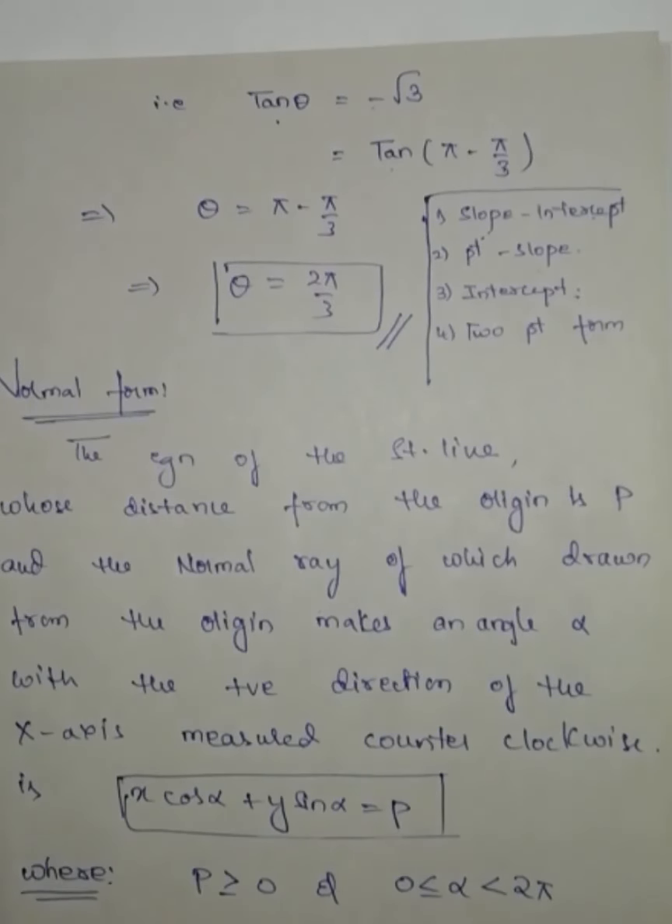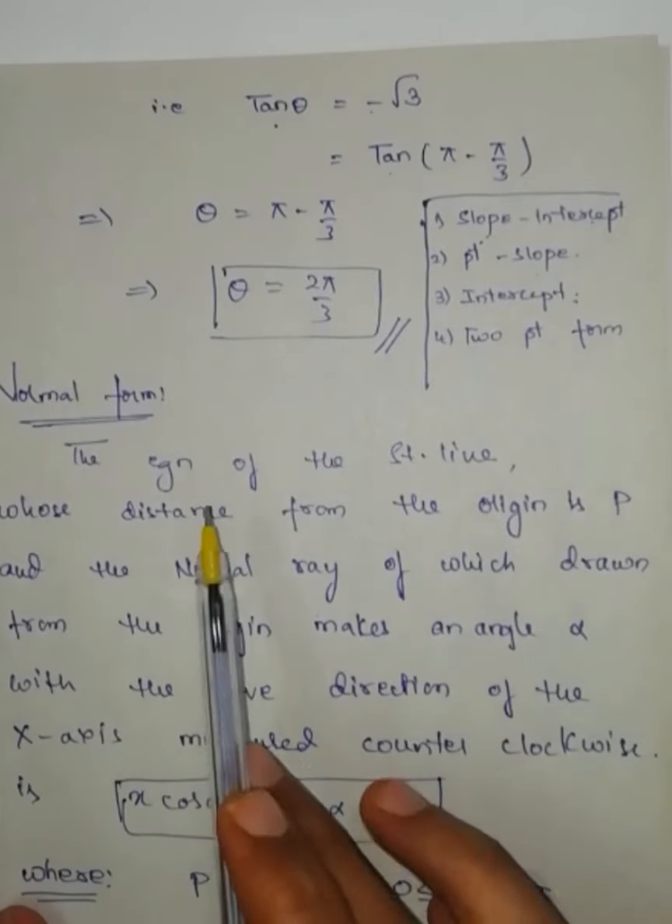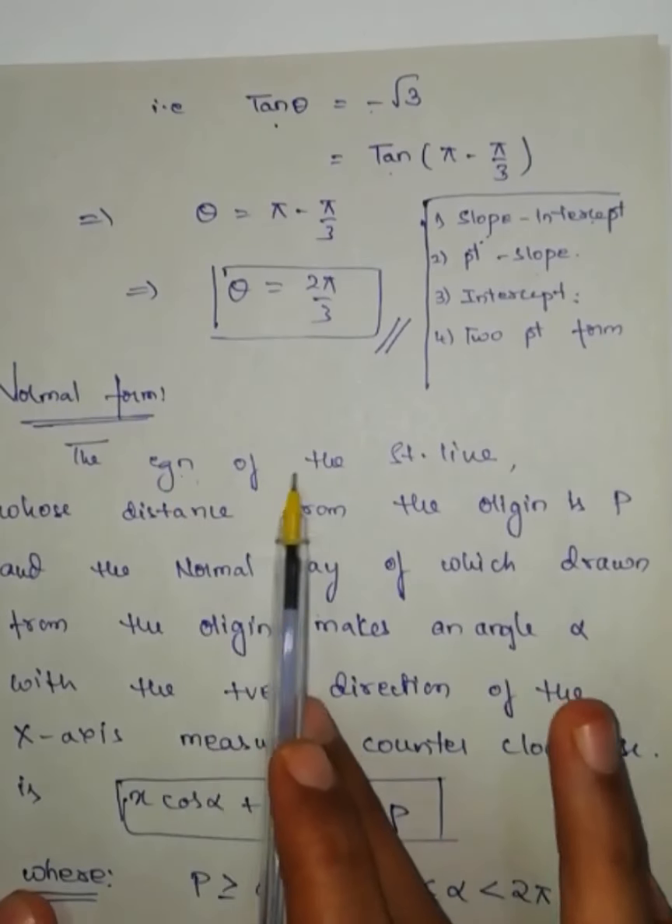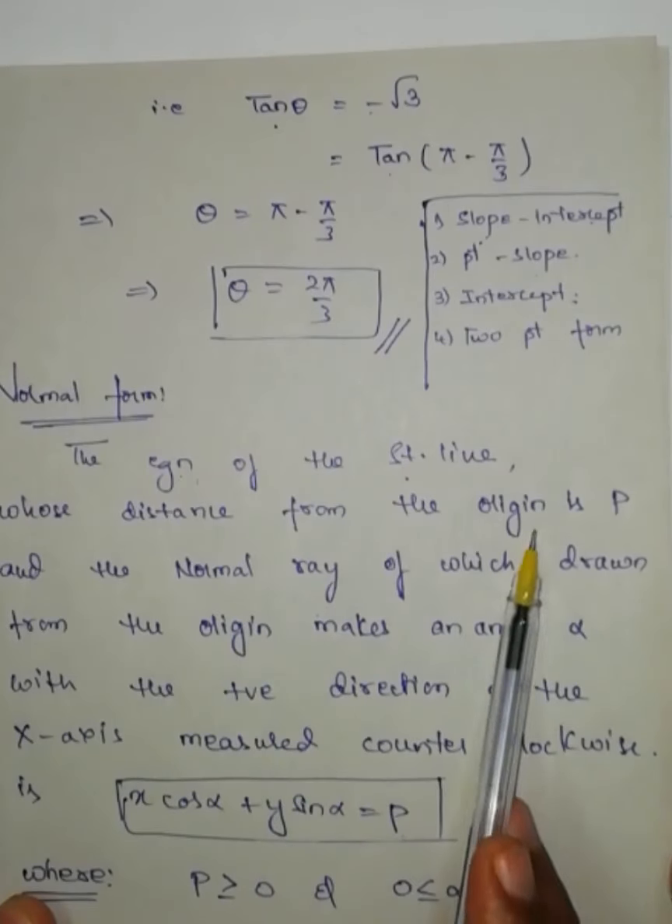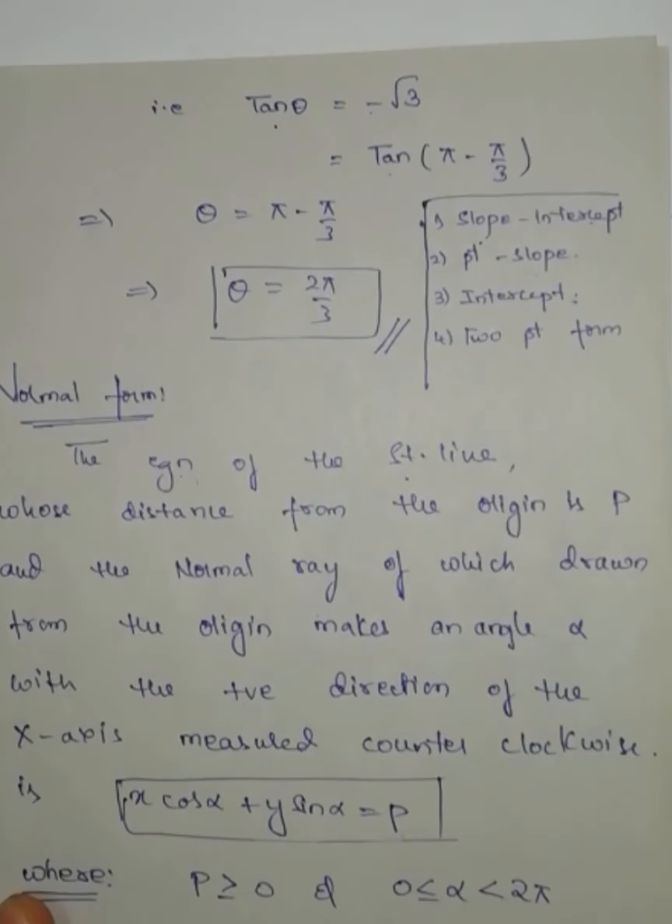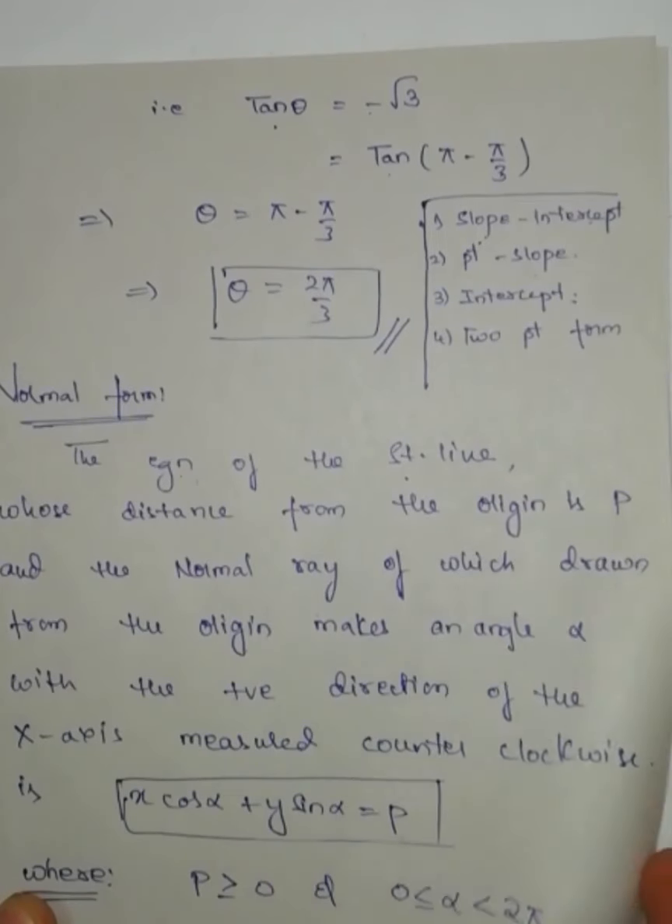The normal form says that the equation of a straight line is x cos alpha plus y sin alpha is equal to p, where p is the distance of the straight line from the origin. Since distance is never negative, here I am writing p is greater than or equal to 0, and the normal ray drawn from the origin makes an angle alpha with the positive direction. Then we can use x cos alpha plus y sin alpha is equal to p.